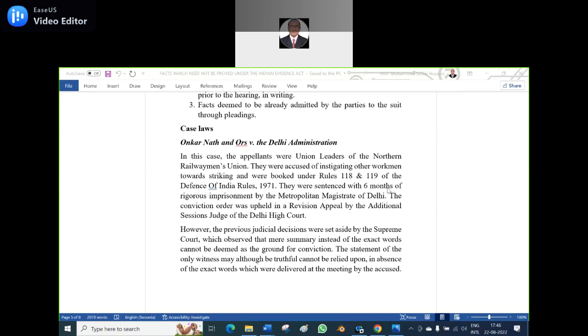The revision was heard by the Additional Sessions Judge of the Delhi High Court.